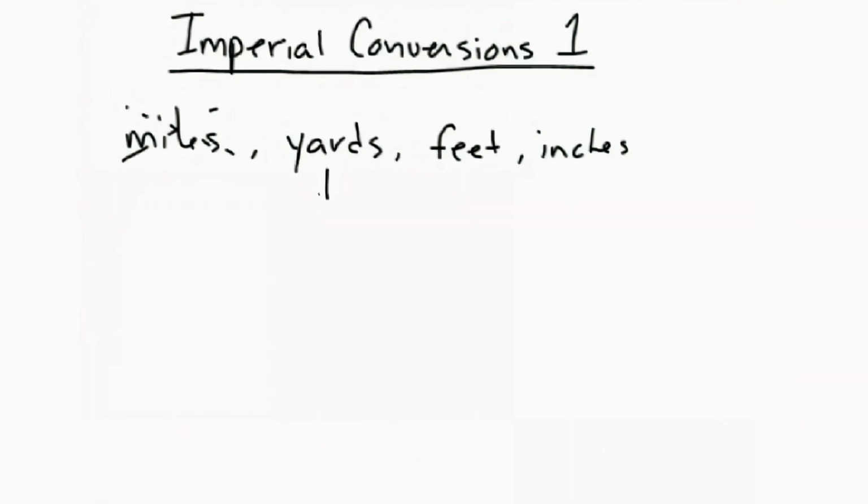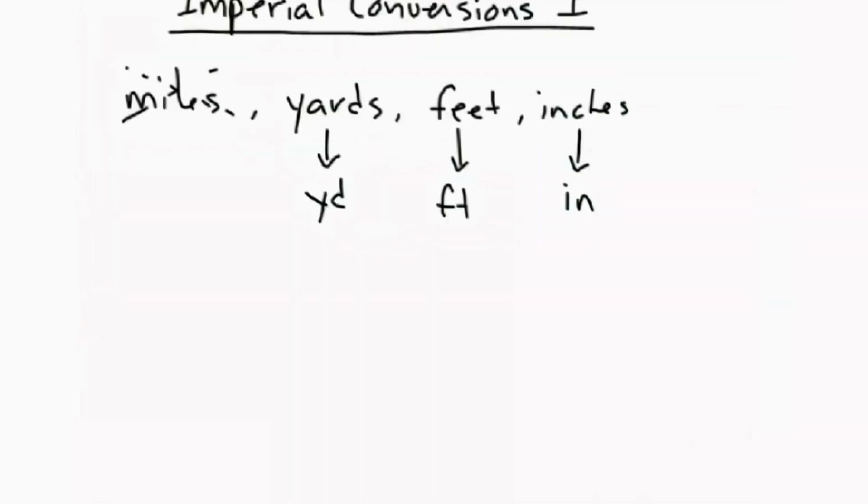So the abbreviation for yards is YD. The abbreviation for feet is FT, and the abbreviation for inches is IN. So we'll use these abbreviations as we go through. And before we get to how to do these imperial conversions, there's a few that you should know right away.